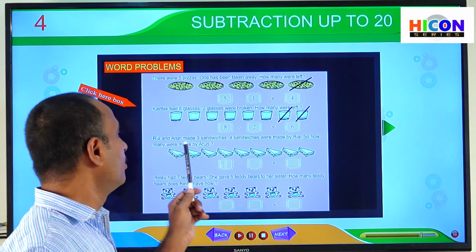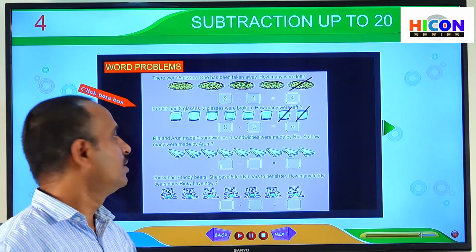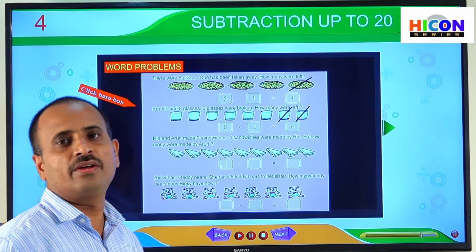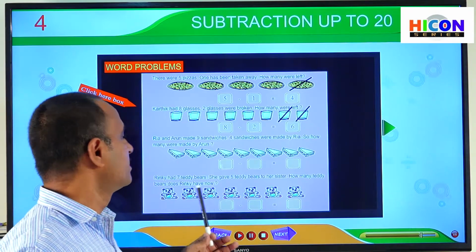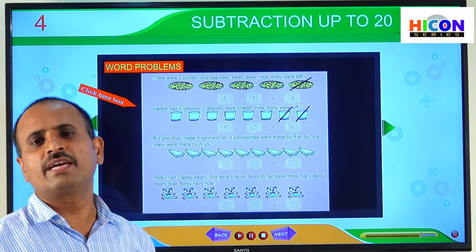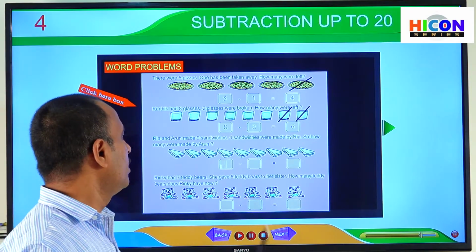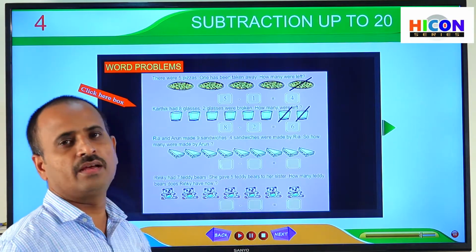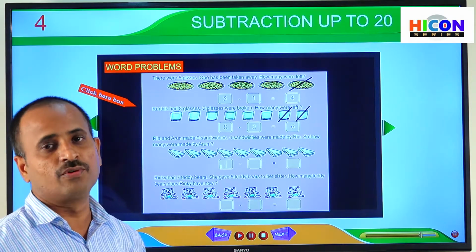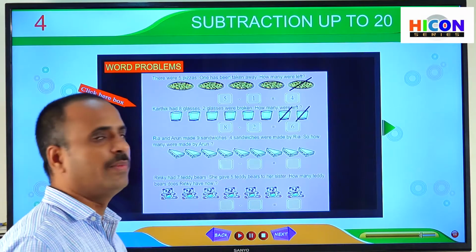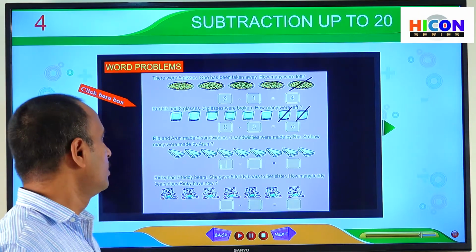Riya and Arun made 9 sandwiches. So, the both friends Riya and Arun together make 9 sandwiches. That means the total number of sandwiches are 9. And 4 sandwiches were made by Riya. That means Riya made 4 sandwiches. So, how many were made by Arun? So, now look at the picture.